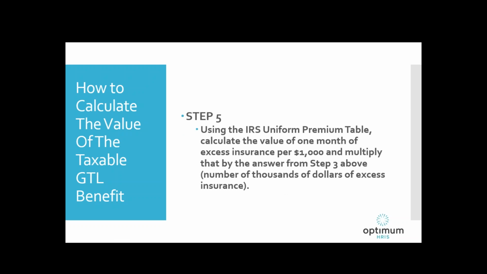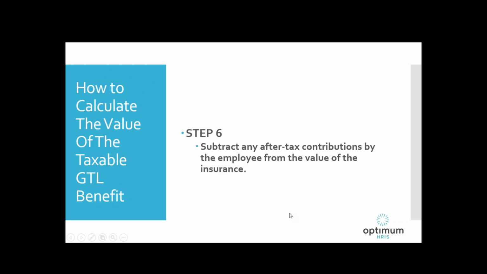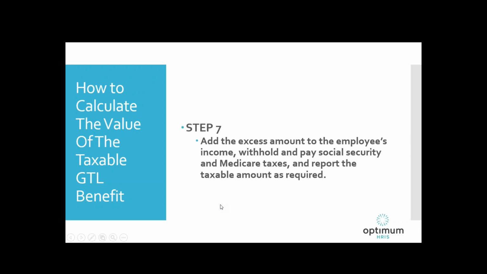Next, you'll refer back to the universal premium table so you can calculate the value of 1 month of the excess benefit per $1,000 and multiply that by the number of thousands of dollars of excess insurance. And from that amount, you would subtract any after-tax contributions made by the employee from the value of the insurance. And finally, you would add the excess benefit amount to the employee's income, withhold and pay Social Security and Medicare taxes, and report federal income taxes, Social Security, and Medicare, as we discussed earlier.